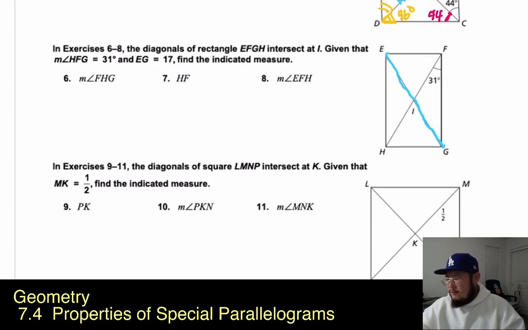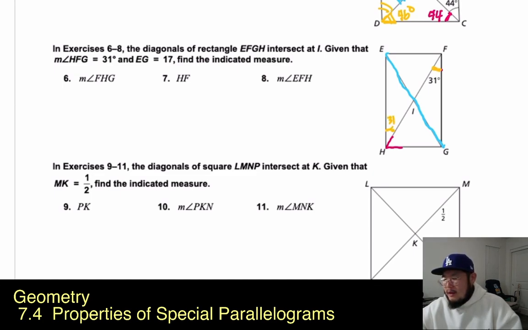So where is FHG? It's right there. Well, once again, we have ourselves parallel lines because we're dealing with a parallelogram, essentially, with a rectangle. If this angle right here is 31, let me go ahead and highlight that with yellow, that makes this angle right here 31. Okay, alternate interior angles.